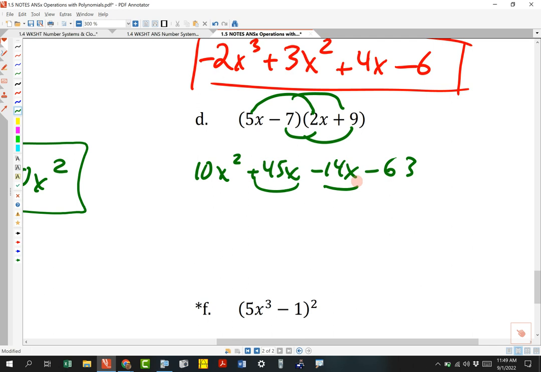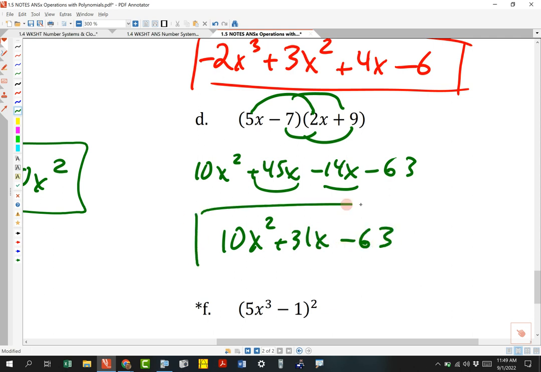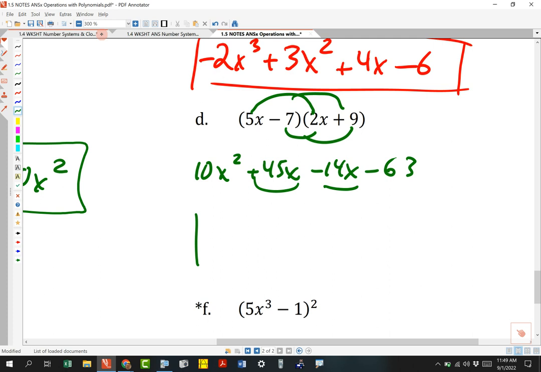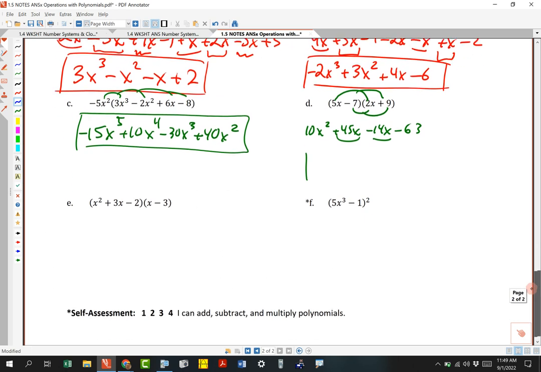Couple of like terms, this is really typical. 31x minus 63. We good there? Nobody's screaming at me, so I think I did okay.